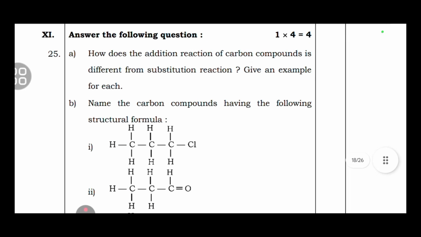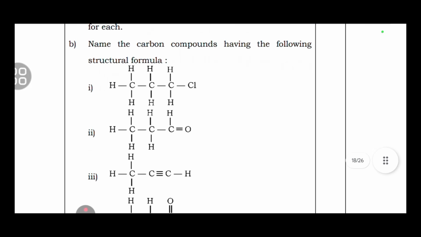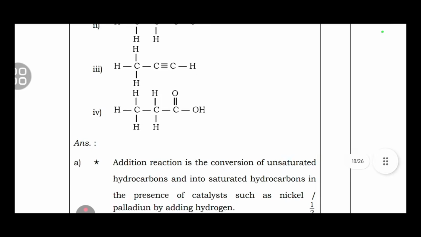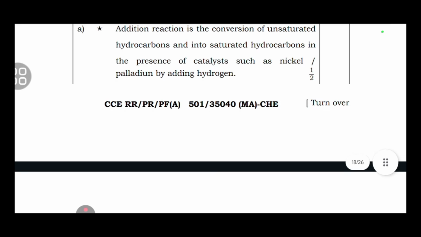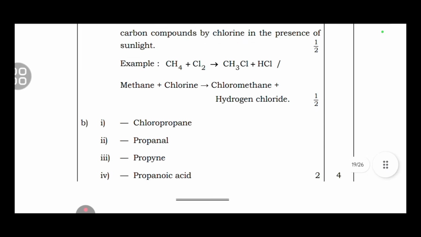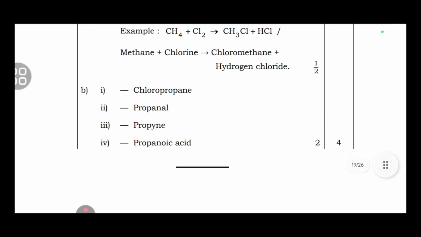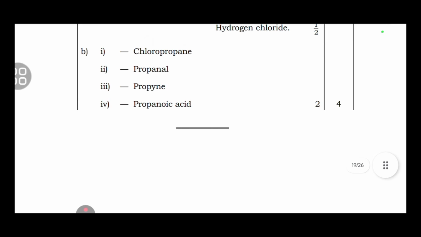This is 4 marks. How is an addition reaction of carbon compounds different from a substitution reaction? Give an example for each. B, name the carbon compounds having the following structural formulae. There are 4 of them. Here is the answer for A, and here is the answer for B. These are chloropropane, propanol, propene, and propanoic acid.